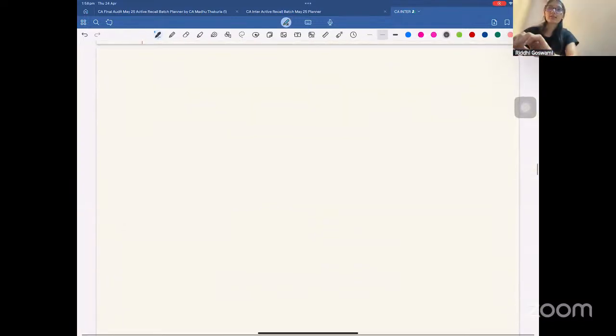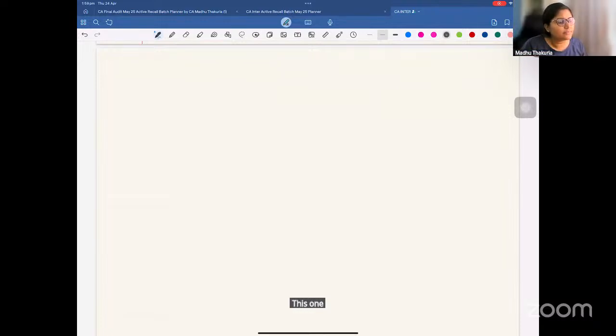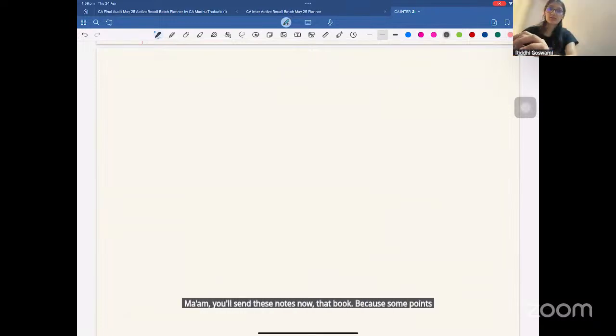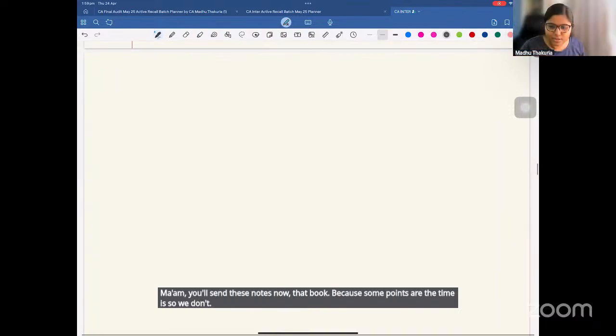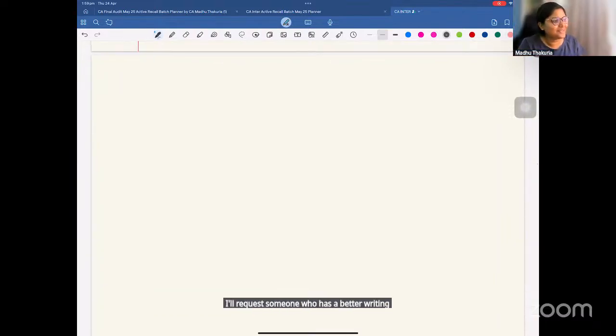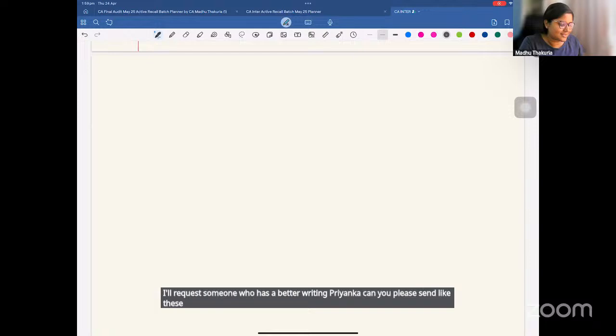Man, you'll send these notes now, last book. This one you need, because if some points get missed. Oh man, I'll request someone who has better writing. Priyanka, can you please send these notes? How will you struggle when you study on your own? At least I am here to tell you what I write. My writing is not that good. I'll send it. Save it in your folder.